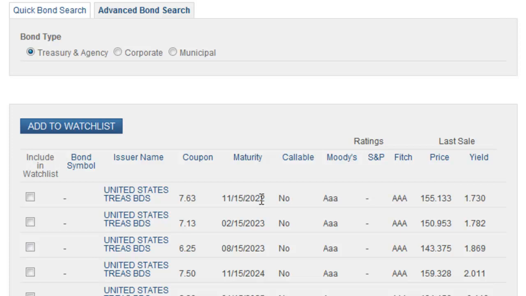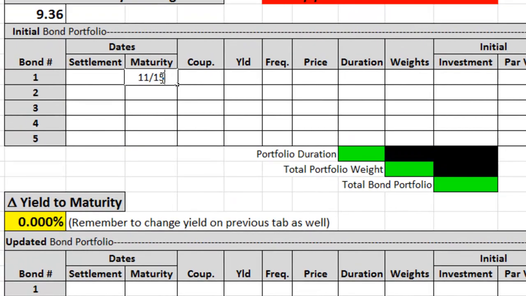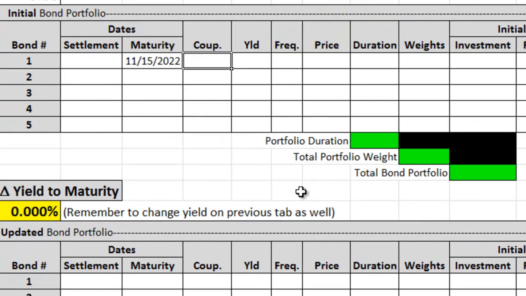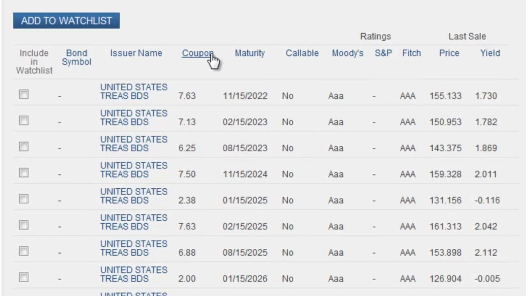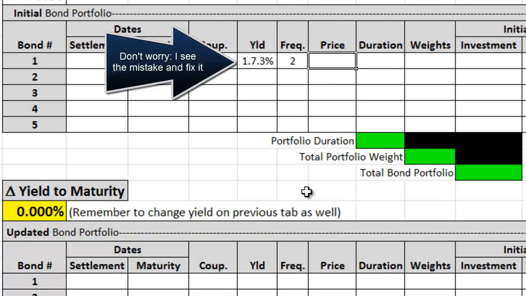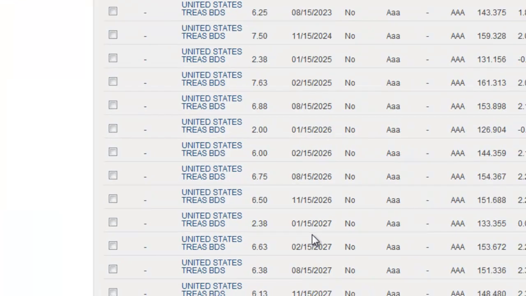So it has a maturity date of 11/15/22. It's got a coupon rate of 7.63%. It's got a yield of 1.73%. They pay out semi-annually. So let's just go grab some bonds, and then we'll work with the formulas here. Let's grab one that's a little bit longer term.